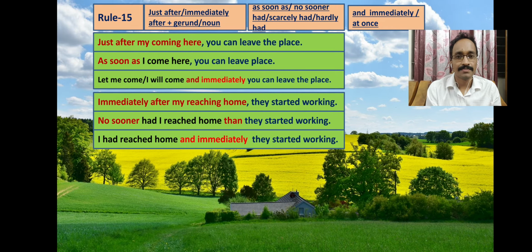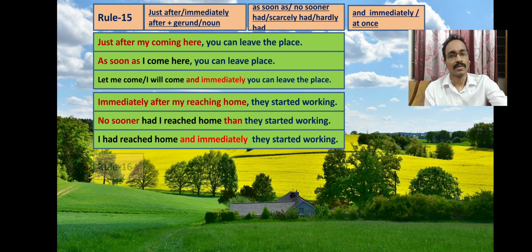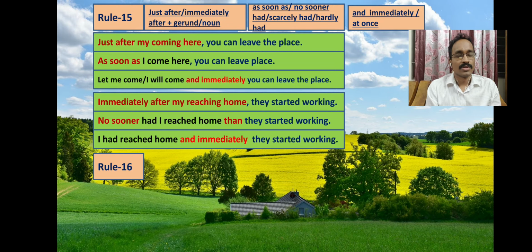Now see how to make it a compound sentence. And immediately or and at once we can use. I had reached home and at once they started working, or and immediately they started working. So dear students, this is about rule 15. Now let's discuss rule 16.